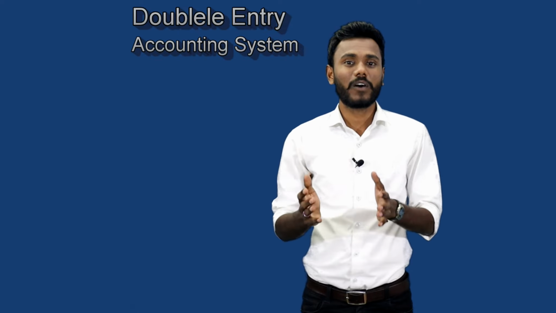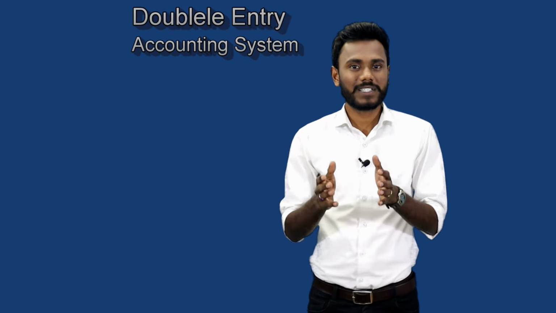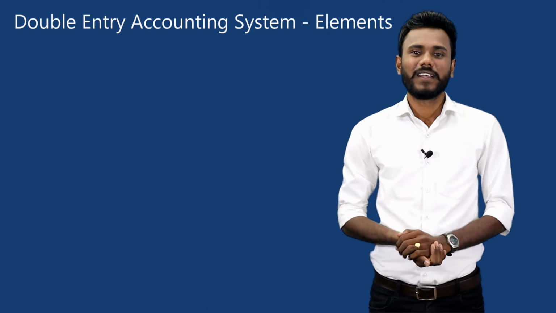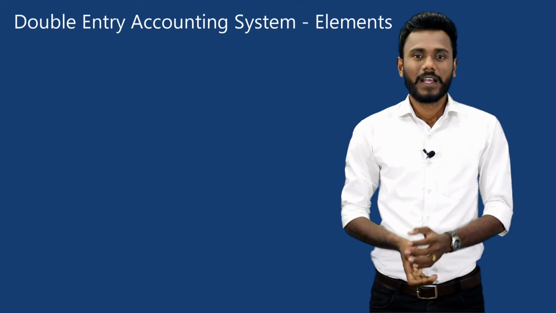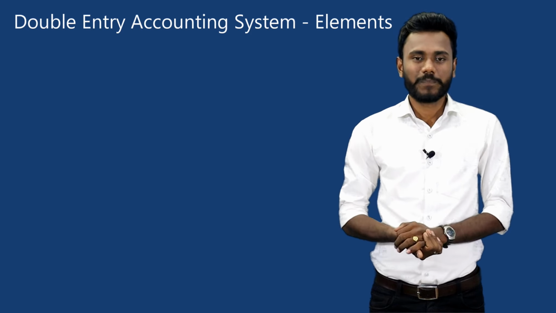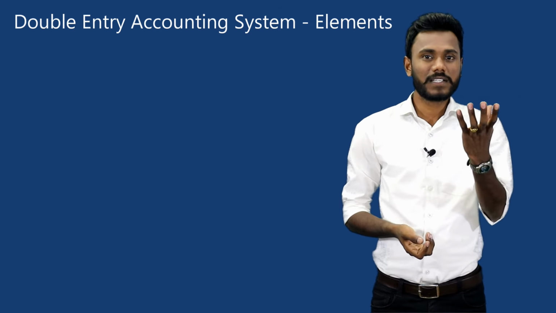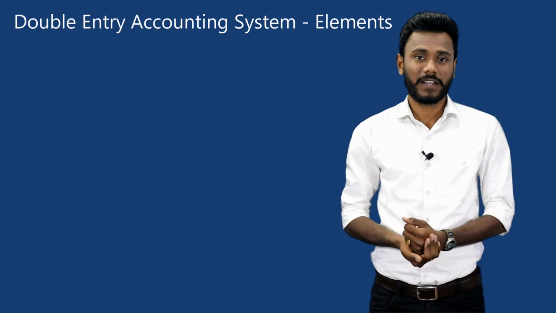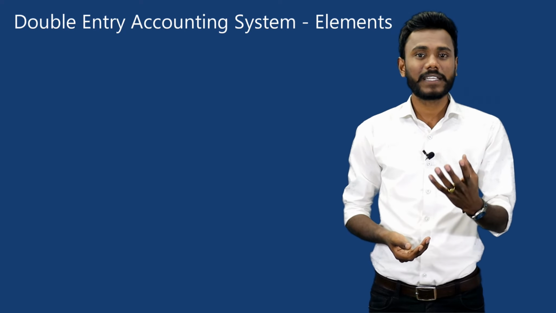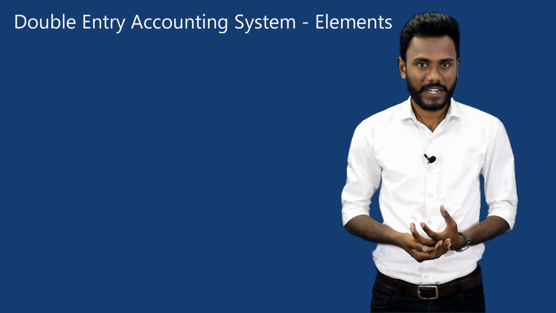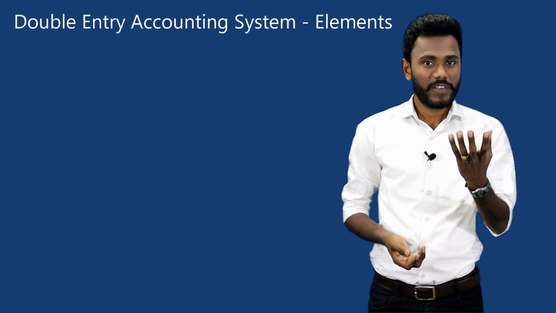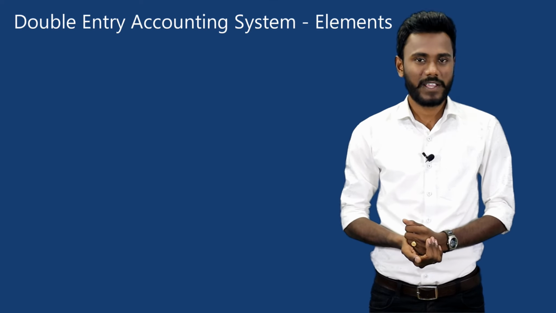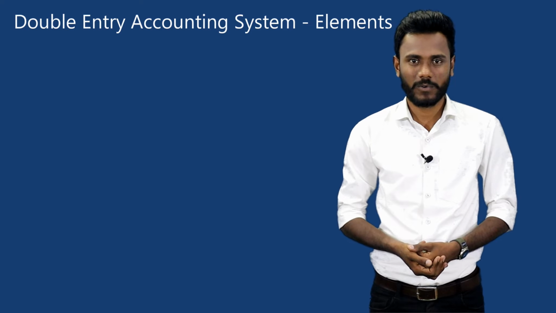Now we'll understand the double entry accounting system. What is a double entry accounting system? Yes, a double entry accounting system is a bookkeeping method. Now we'll understand the elements involved in it. A double entry is an accounting system which maintains records for the receiving aspect as well as the giving aspect, and the receiving aspect is called debit and the giving aspect is called credit. Are you understanding? Double entry maintains records based on the receiving aspect and the giving aspect. The receiving aspect is known as debit and the giving aspect is known as credit.